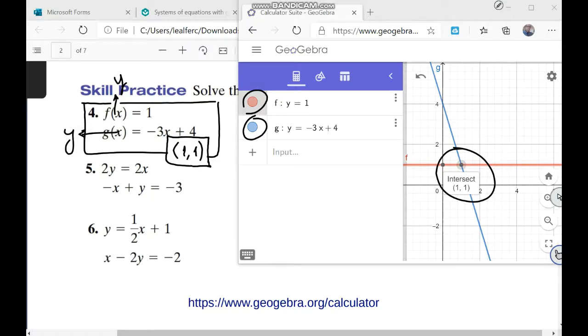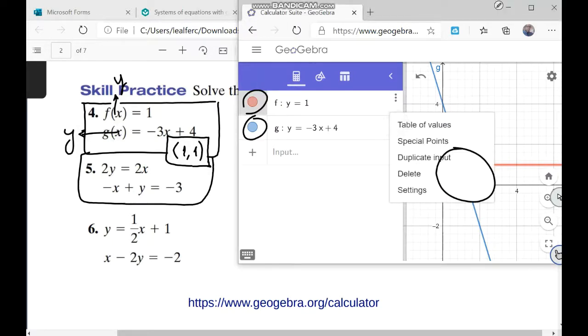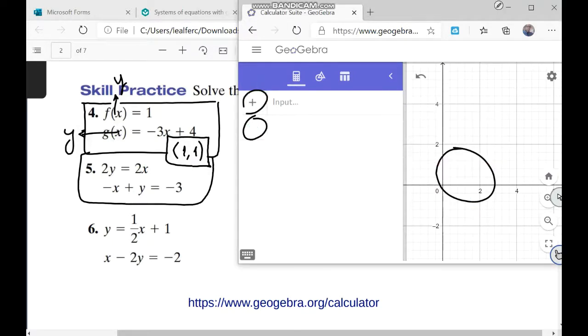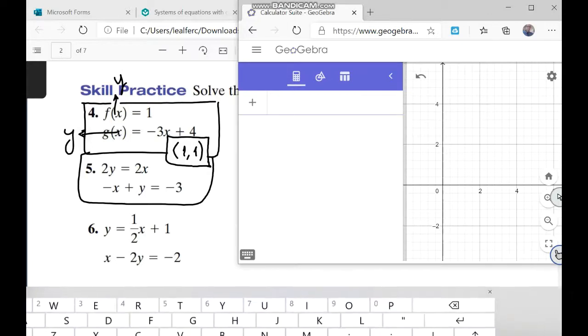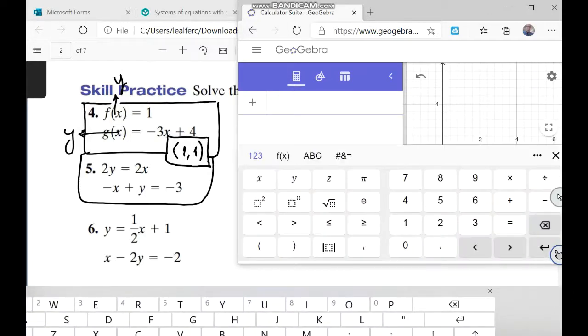Next situation, let's check here, this next system of equations. So delete, and type the new equations here. Let me clean this up. Okay. And then the new equations are 2y equals 2x. And enter. And the next one, -x plus y equals -3. And enter.